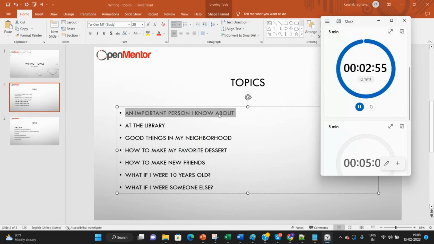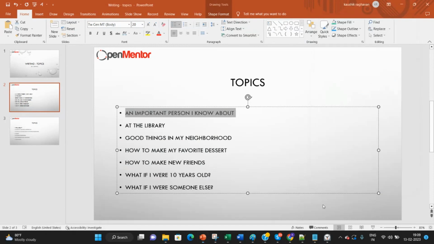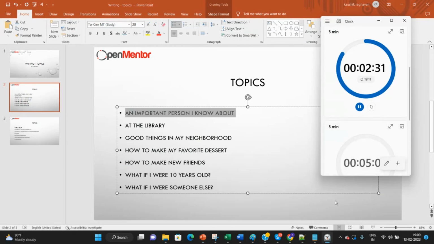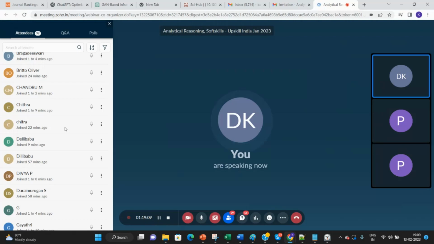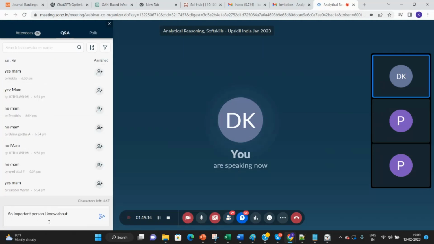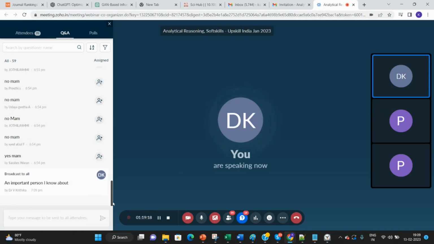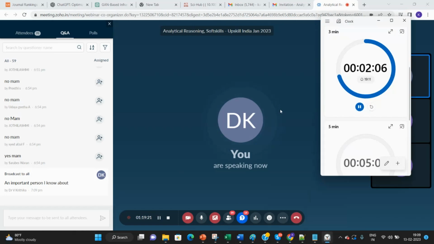An important person I know. You have to type 3 sentences in the question answer box. Make it fast. We will keep repeating the exercise until someone types the response. We have 2.5 minutes. Putting it in the chat also. Keeping the timer here. I'm not seeing any responses. Start typing. Write about an important person that you know.